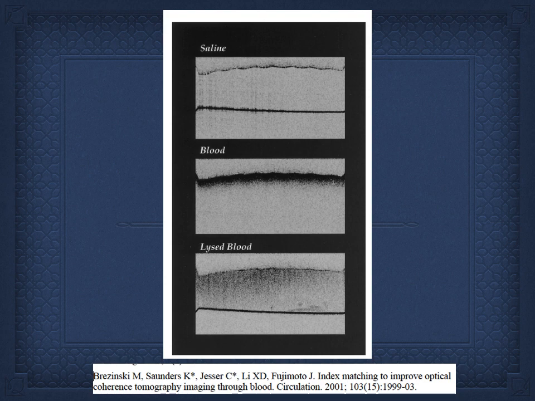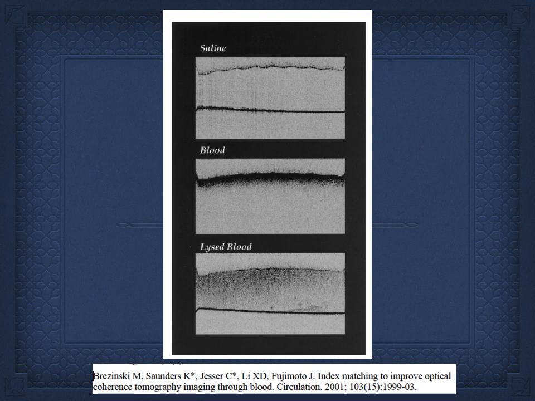So in this slide, the top line in each one of the images is the surface of the fluid, and the bottom line, if you see it, is the reflector. So first there's saline on a reflector, and saline is optically transparent. The second image, there's blood, which does not allow any imaging penetration.